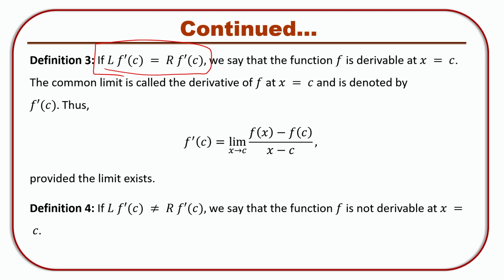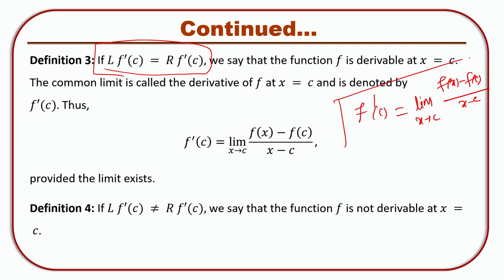We have to calculate the left hand limit as well as the right hand limit of the difference between a function value as well as the argument value. So that means f dash of c, the derivative of a given continuous function f(x) at a point c, is equal to the limit of the difference f(x) minus f(c) over x minus c. So remember this one. And if the left hand derivative and the right hand derivative are not equal, we say that f is not derivable at the point x equal to c, right?